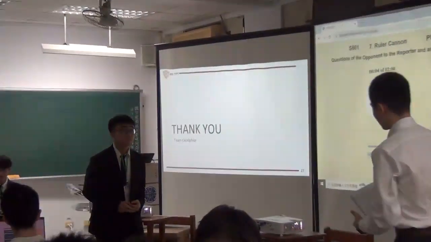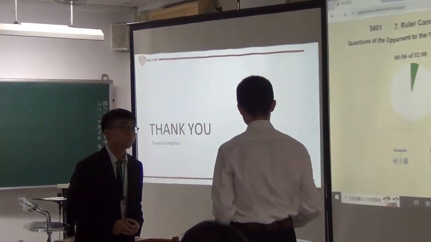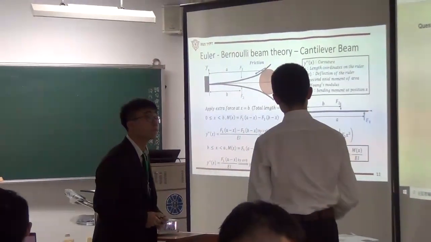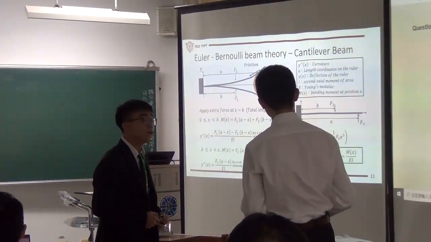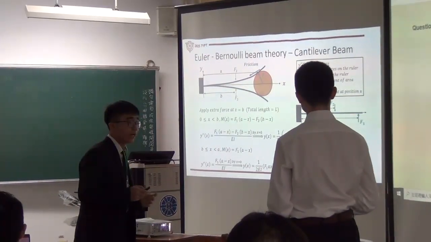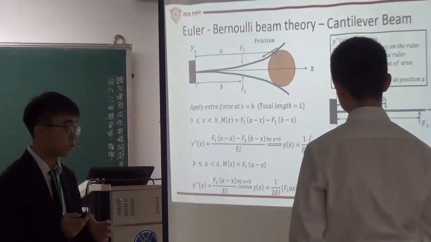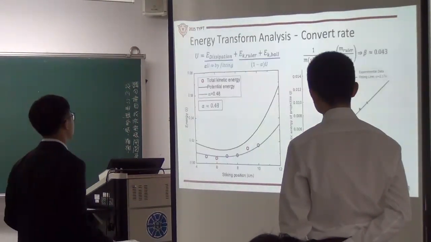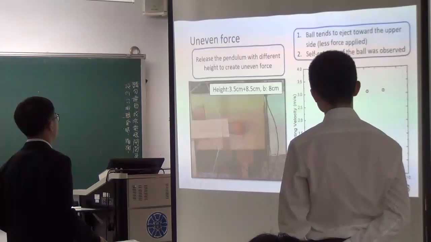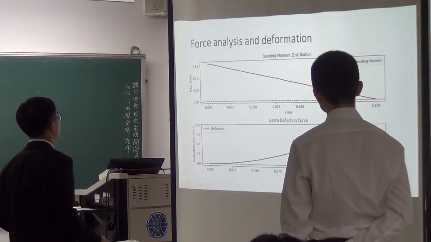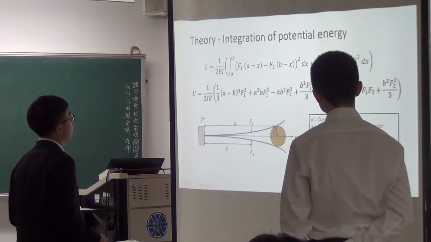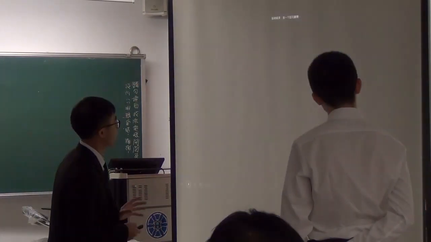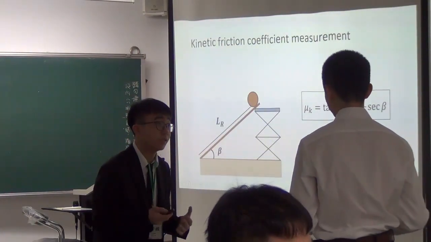First, I would like to ask, please turn to page 11. Could you please explain what the second moment of area is? The second moment of area is the material property of the different rulers, which can be shown as the... I'm sorry, I can't find that. So it's the material properties of the rulers.